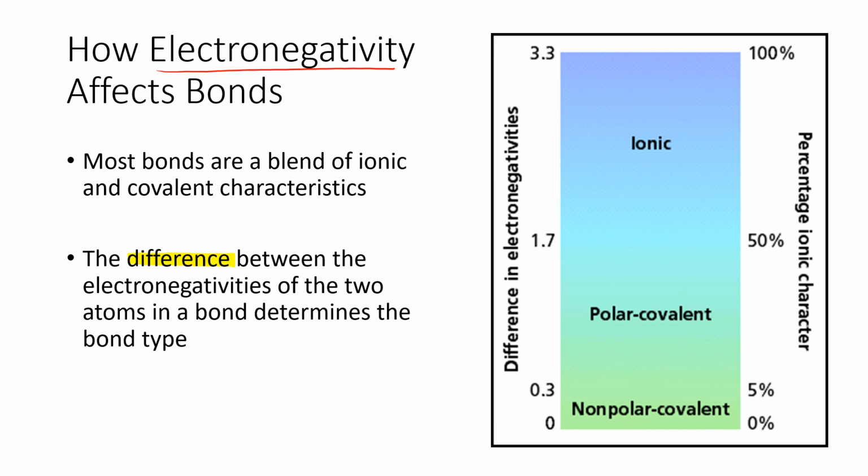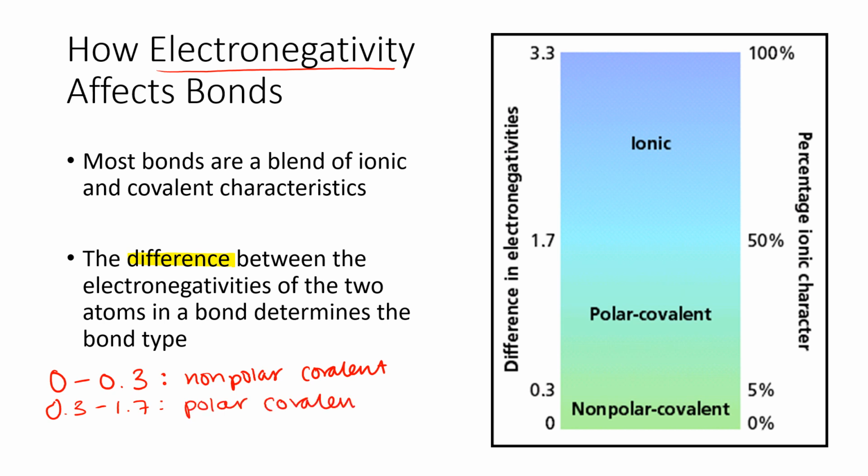And if that difference falls between 0, let's change that color. So if that difference falls between 0 and 0.3, we're looking at nonpolar covalent bonds. If the difference falls between 0.3 and 1.7, we're looking at polar covalent bonds, according to this table over here. And if we are looking from 1.7 to 3.3, what we're really looking at is going to be an ionic bond.